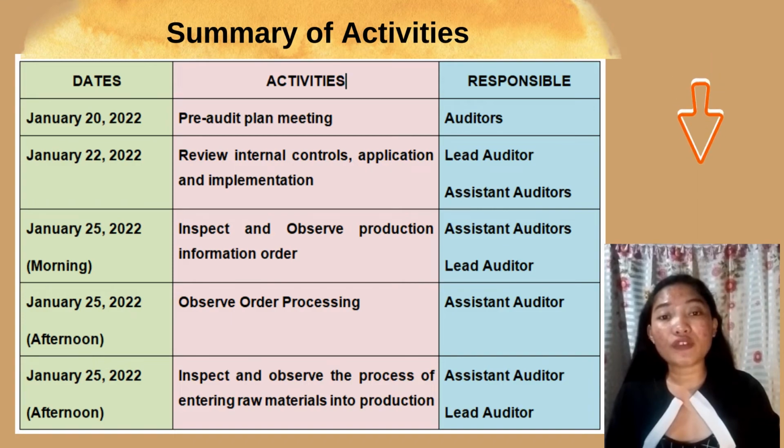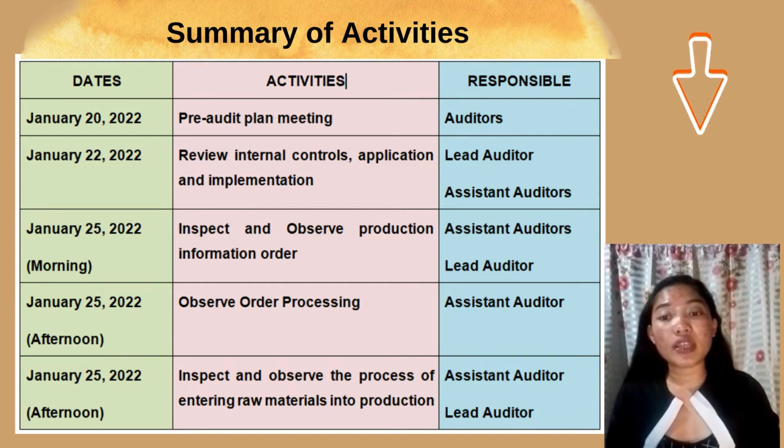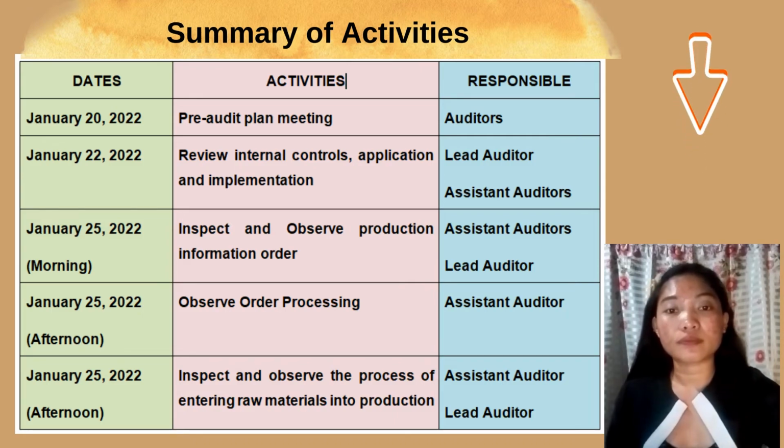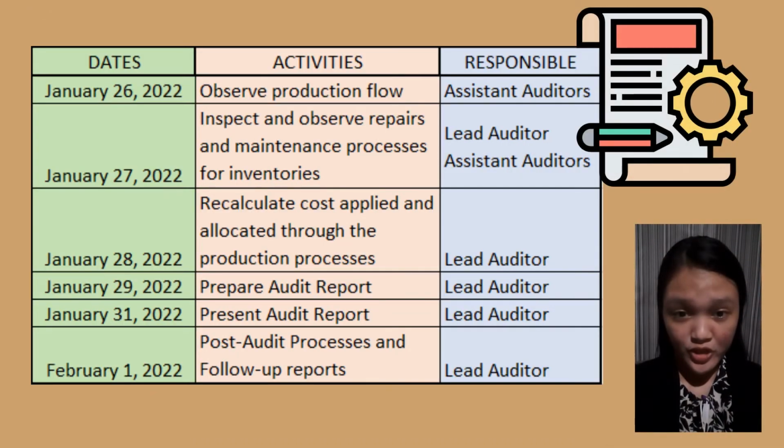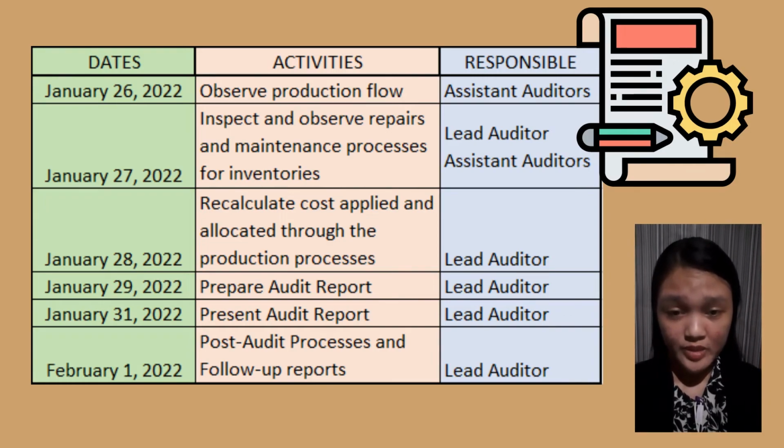For January 25, 2022 in the afternoon, the activity to be done is the inspection and observation of the process of entering raw materials into production, and it is to be done by the assistant auditor and lead auditor. Meanwhile, for January 26, 2022, the assistant auditors will be responsible for observing production flow.